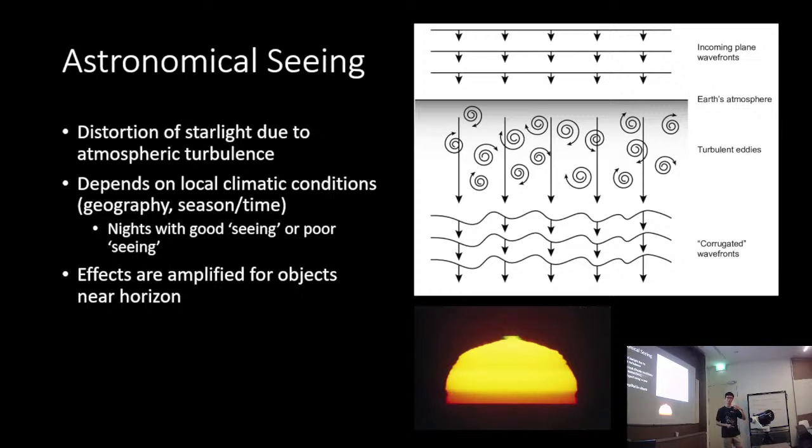Another thing is that the effects of seeing are amplified if you're looking at stars near the horizon, right? The classic example is that if you're looking at the sunset, you can see that the disk of the sun is wobbling, right? Because you're looking through a super thick layer of atmosphere when you look through the horizon. So the effects of atmospheric turbulence are super profound, and you have very big distortions like that when you look at the sunset.